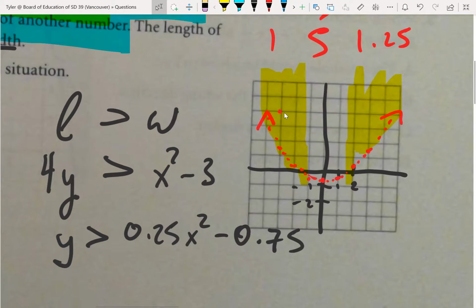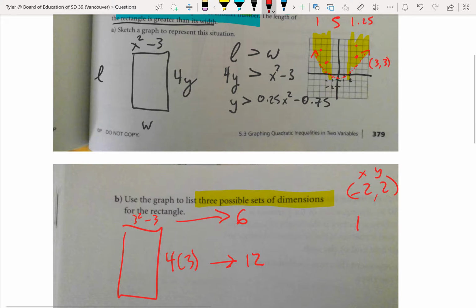So if we tried, let's do this one right here. That's -2 and 2. If we sub in that for x and y, because the x is squared in this, it's actually going to work out okay. So it's going to be 4 minus 3, so that's 1, and the width would be 4 times 8. So there's going to be a lot of possible answers, obviously, right?